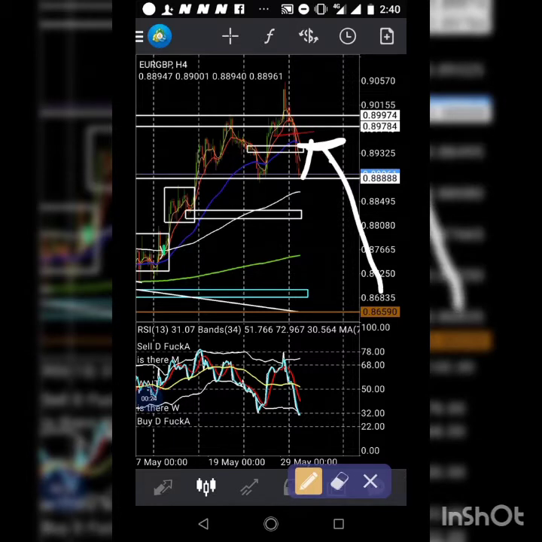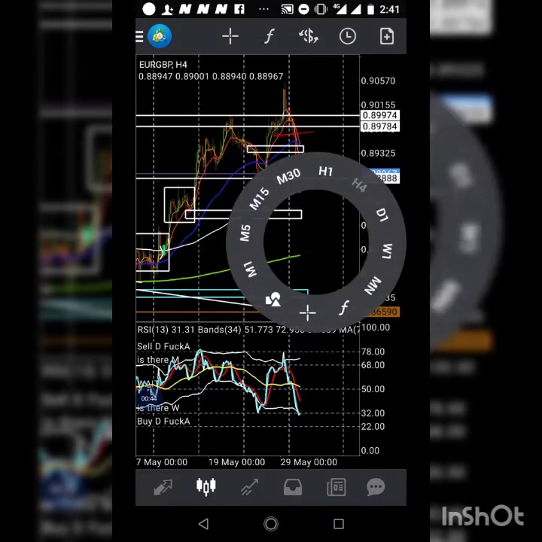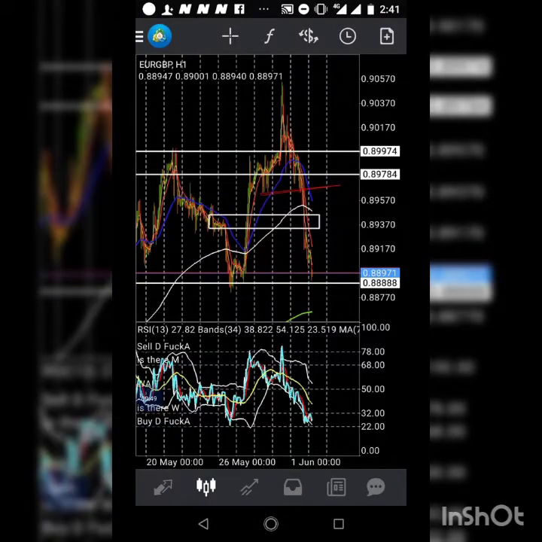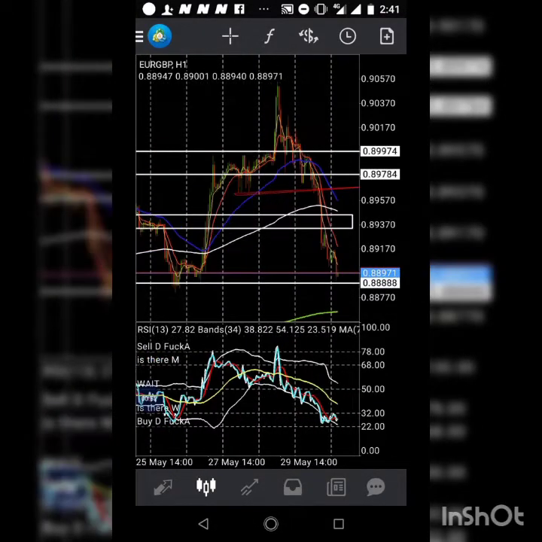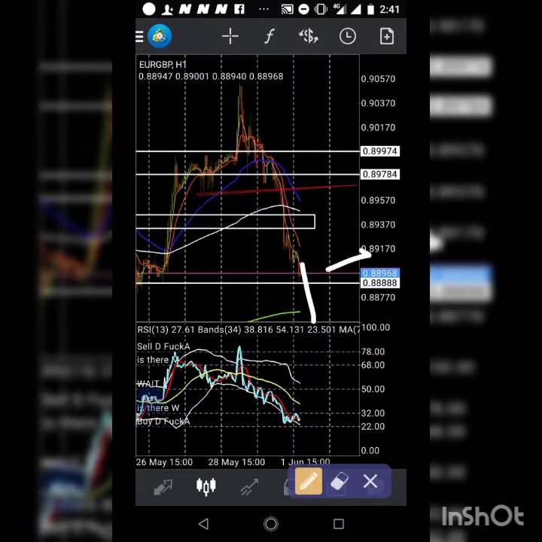Okay, there may be a pullback up, which is the buyers may come in here. But I'm only interested in selling the EURGBP. As you could see, there can be a pullback because from my indicator here, the indicator is already approaching the oversold area. So there may be a slight pullback, and following price action, sellers may come in. Okay, so looking at the H1 chart, we still have some way down for sellers.